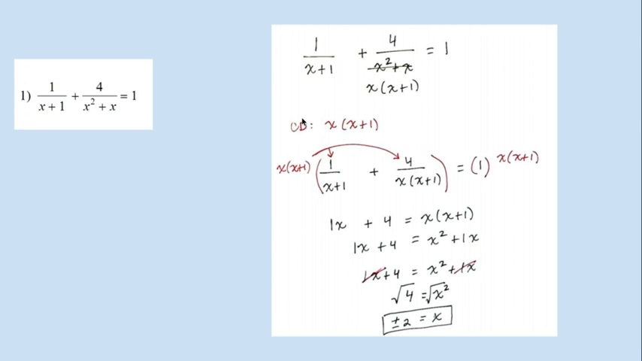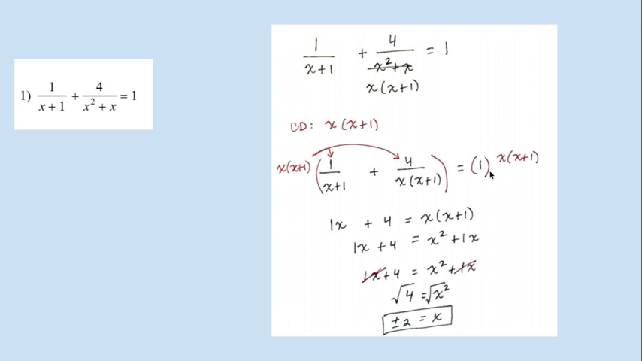All right, so I'm going to distribute in x times x plus 1 to the first fraction. I can just do that mentally. The x plus 1's cancel, and all I'm left with is the x. So 1x is what's left over after I distribute and then cancel. In the second fraction, when I distribute in x times x plus 1, all of that stuff cancels. The x cancels and the x plus 1's cancel. So I'm just left with a 4.